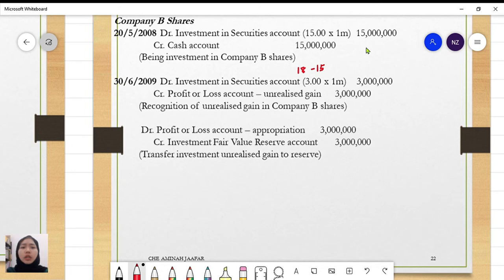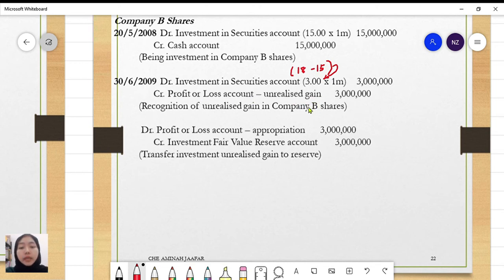We don't want to know the total of the RM18 shares. We just want to know how much we gained. So we have to subtract. We need the difference between this new price and the old price. So RM3 comes from RM18 minus RM15. Right, so we get 3 million. And because there is a gain, we add to investment and credit the profit or loss account as unrealized gain.